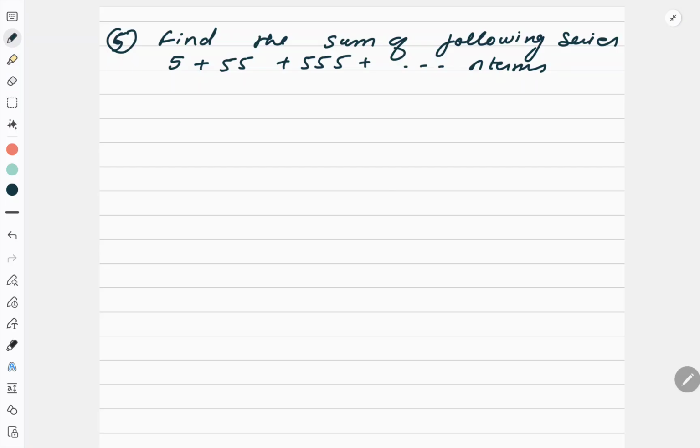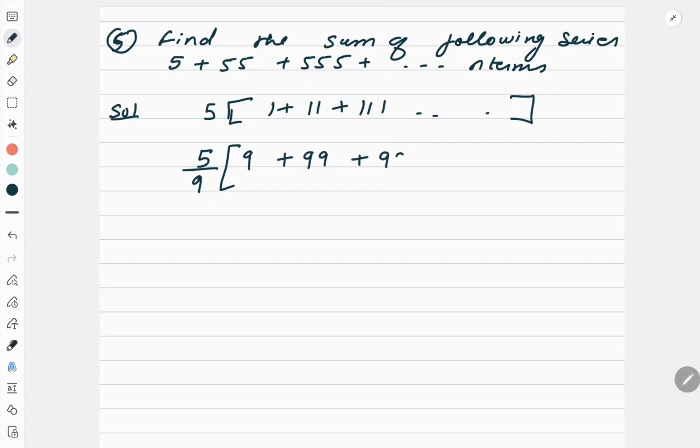Find the sum of the following series. Now how to solve this type of question? Now first step, take out 5 common. What is left? 1 plus 11 plus 111, like this, up to n terms. Okay. Now what you do? Multiply and divide it by 9. So 9 plus 99. There is a reason to do that, which you will understand in the next step.